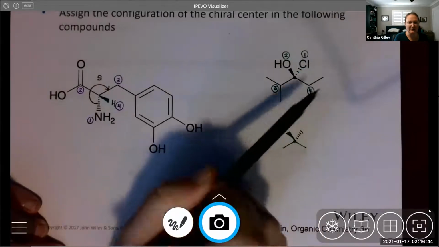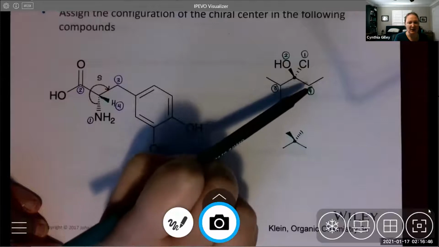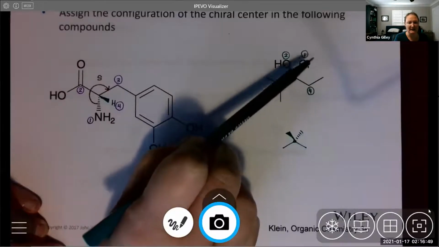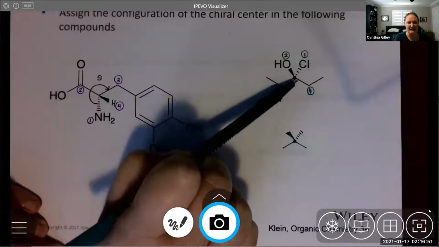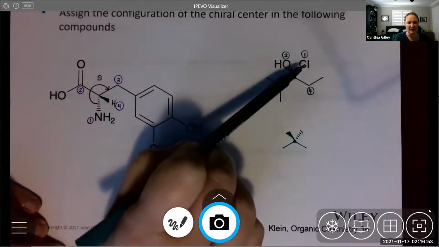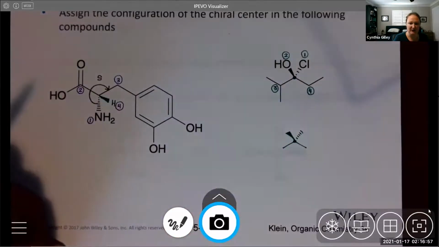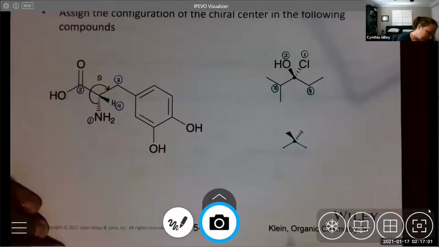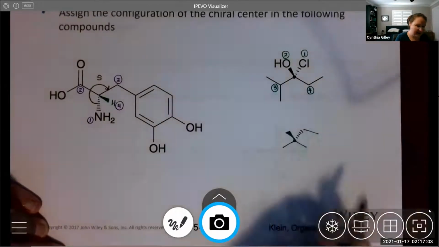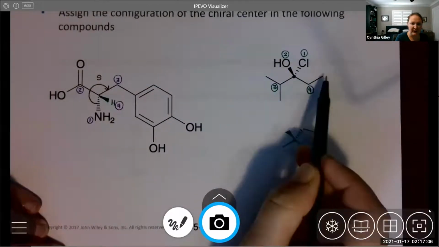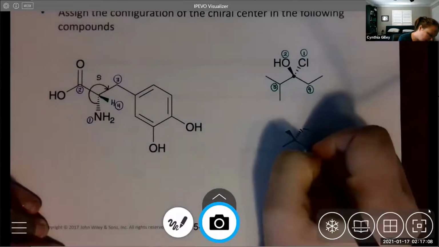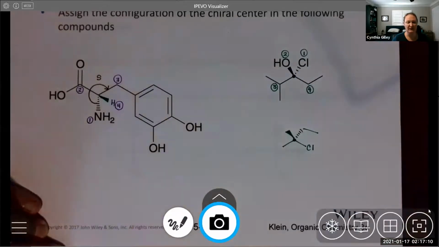The reason I want to do that is because ideally I want my 4th priority group in the back. Right now it's in the plane and the chlorine is pointed back, but I want my 4th priority group in the back. So I'm going to switch it with the chlorine so that it can be in the back, which would mean now the ethyl group here, which is our 4th priority group, is in the back, and I'm going to place my chlorine over here. So I've switched those two groups.